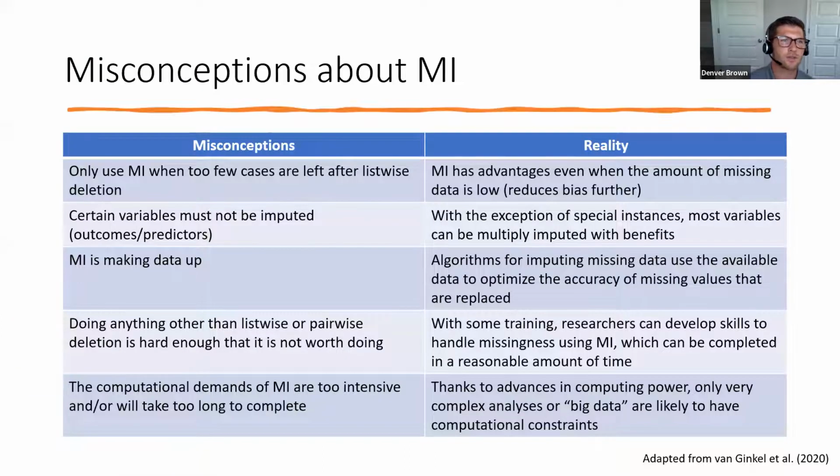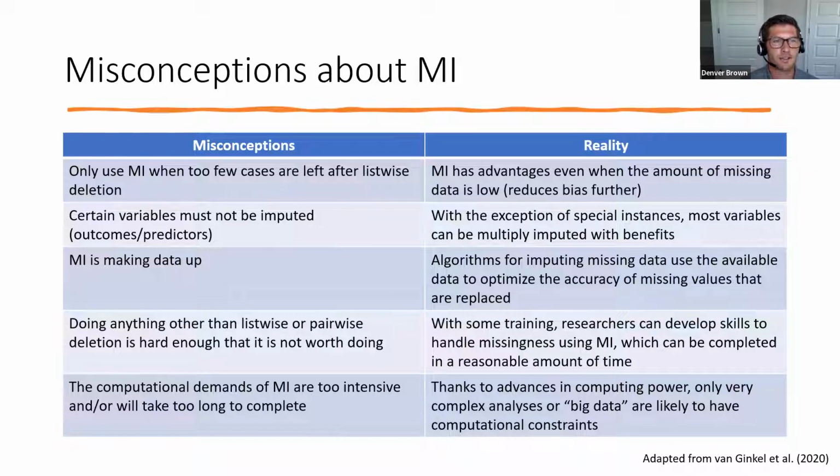Also, let me talk quickly about some misconceptions about multiple imputation. I'll go through 5 that were in this preprint. The first one is that you should only use multiple imputation when too few cases are left after listwise deletion. And the reality is that multiple imputation has advantages even when the amount of missing data is low. So even if you only have 5% missing data and you have a 5,000 participant sample, you should still use multiple imputation because it can increase the precision of your estimates and reduce your bias further.